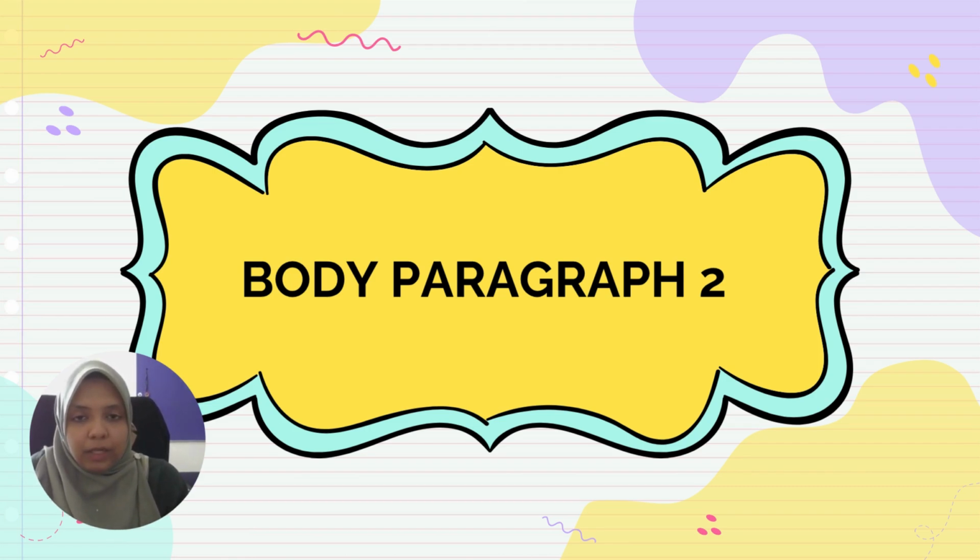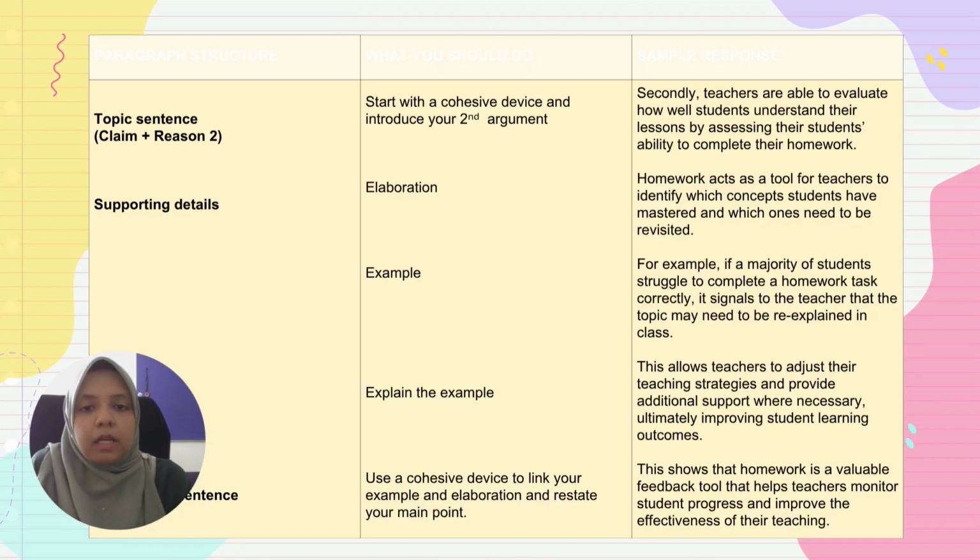So let's take a look at the second paragraph over here. Our second main point is teachers are able to evaluate how well students understand their lesson by assessing the students' ability to complete their homework. So remember, always start your topic sentence with a suitable linker or cohesive device. In this case, since this is the second main point, I'm using secondly.